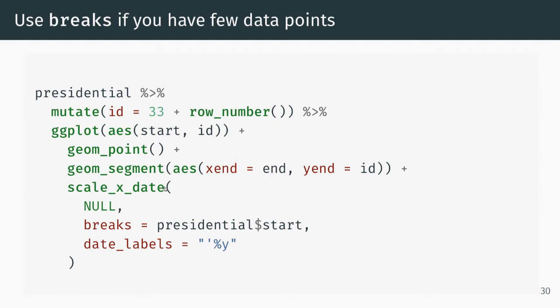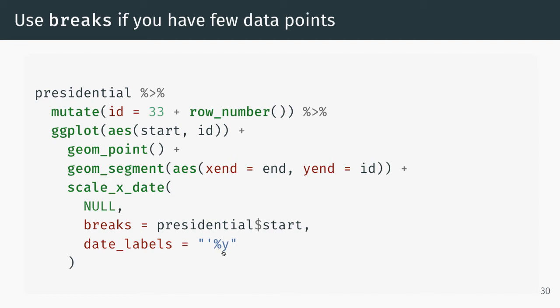And we're putting on a scale for the end date. The name of the scale we're leaving as null. This is pretty typical. We're instead manipulating the breaks and the date labels. So the breaks we're taking from the start column of the presidential data set, and the date labels, those are dates, and this is a date scale. So we're using a shorthand here, which is the POSIX formatted shorthand for the 2-digit year, plus we're just putting an apostrophe in front of the year.